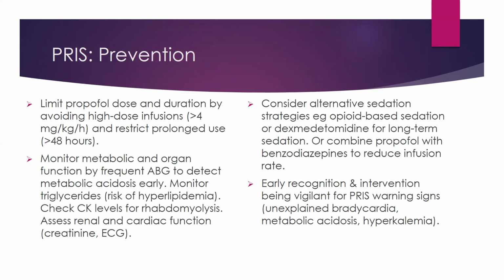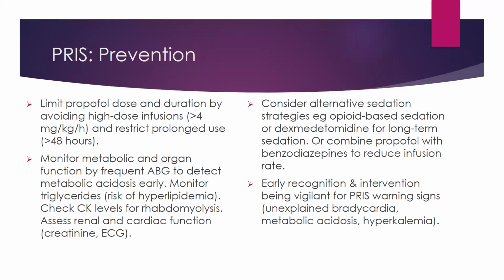So prevention is better than cure. You want to limit dose and duration. You want to avoid giving high dose infusion of more than 4 milligrams per kg per hour, and reduce the duration to less than 48 hours and below. You want to monitor metabolic and organ function by frequent ABG. So a patient who is on propofol continuous infusion in ICU should have regular ABG monitoring.